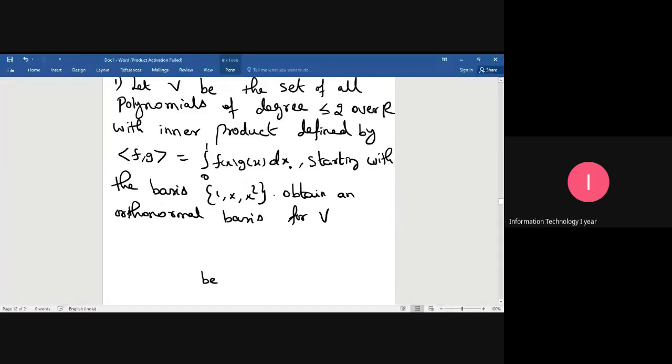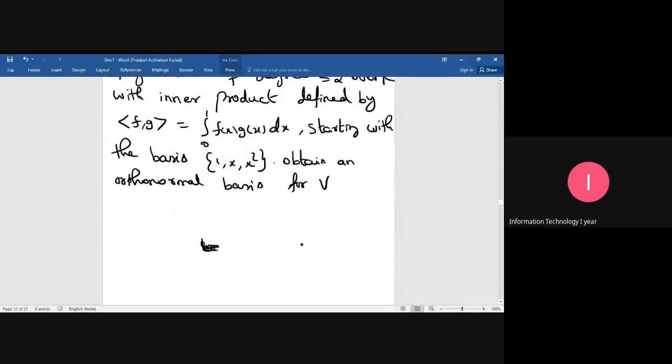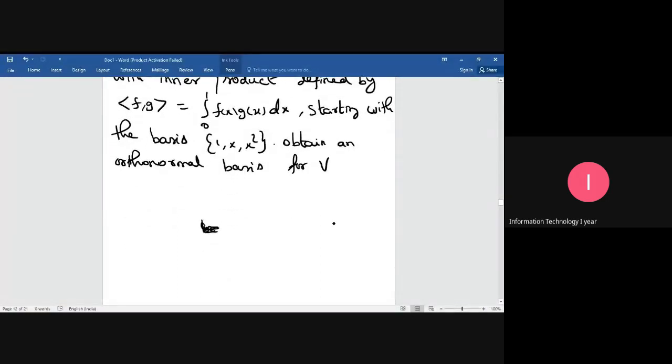Starting with the basis. As I already told you, suppose the basis is not mentioned in the question, you consider the basis. Because it is a polynomial of degree less than or equal to 2, the basis is actually 1, x, x square. Suppose it is a polynomial of degree less than or equal to 3, then the basis is 1, x, x square, x power 3, like that. So using the basis, calculate an orthonormal basis for V. Before finding the orthonormal basis, we just calculate an orthogonal basis, right?